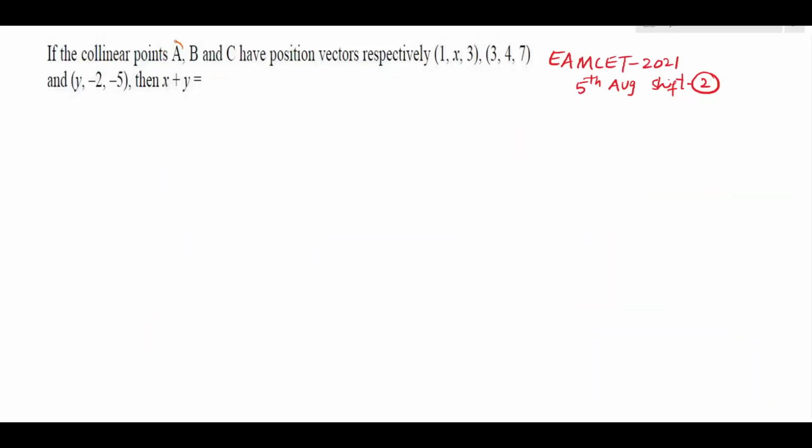If the collinear points A, B, C having position vectors respectively (1, x, 3), (3, 4, 7) and (y, -2, -5), then x + y is equal to dash. Here the given points are collinear.